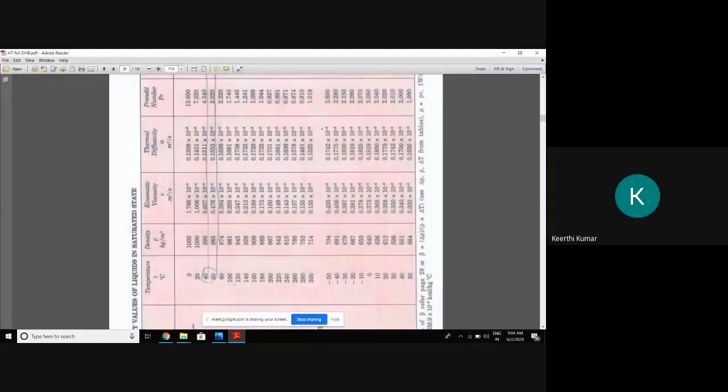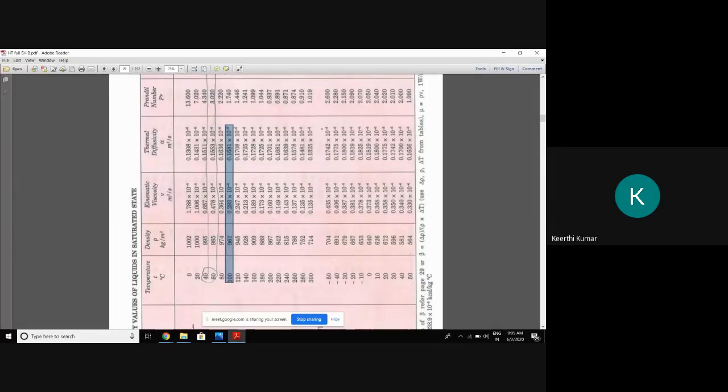For the worst case, if there is no time in the exam, then you just write there, since 95 is nearer to 100, we'll take the properties at 100 degree. Only take that opportunity as a second option. But you have to interpolate and get the values, then only you get the full marks. Get the values at 95 degree.